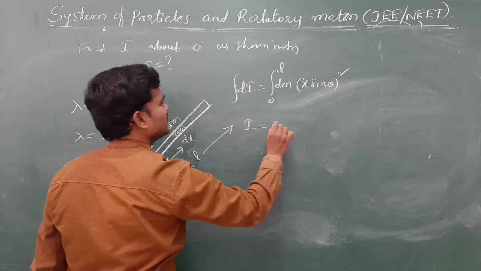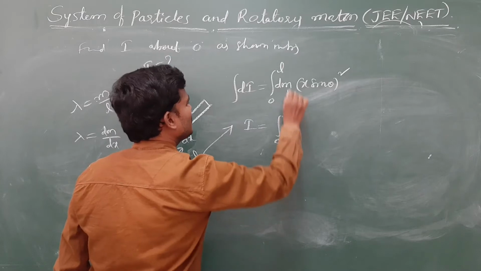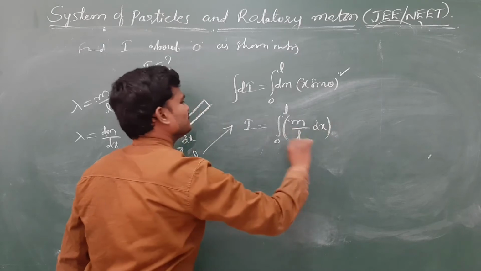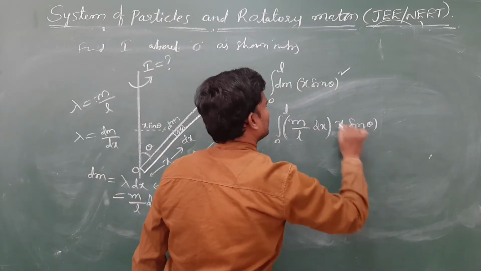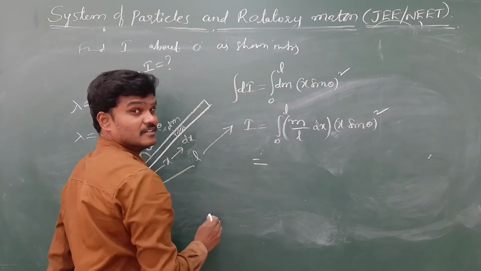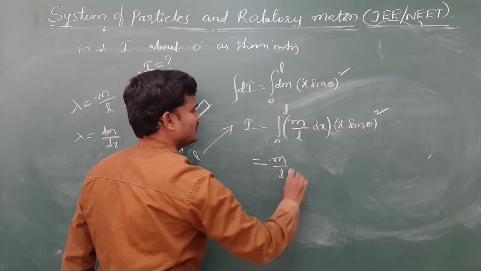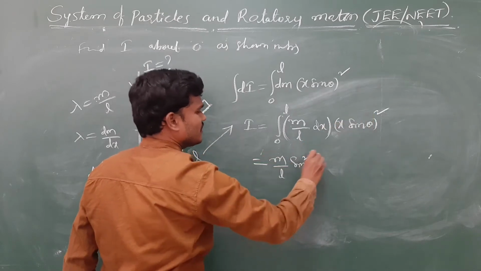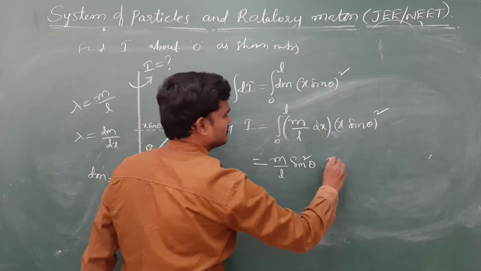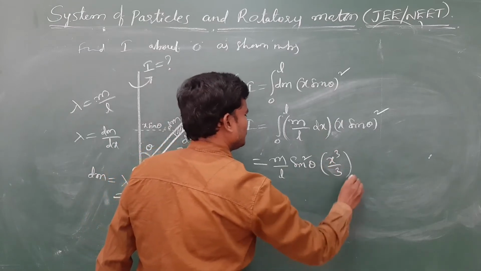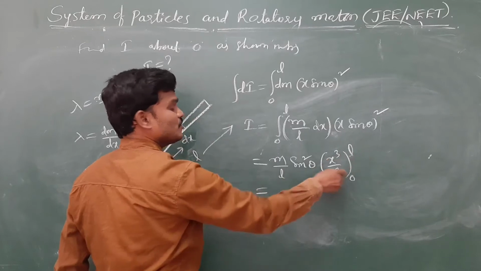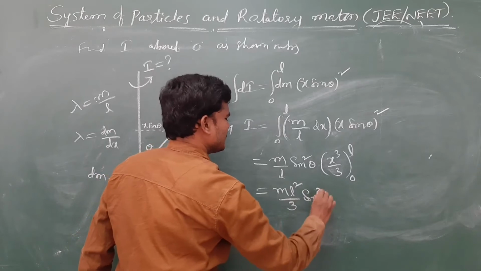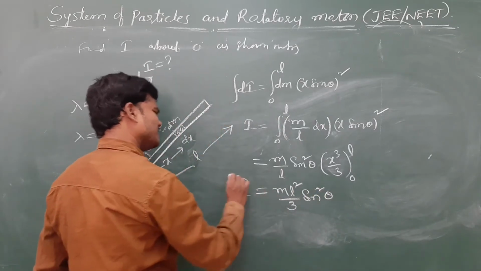This is I. Okay, so 0 to L, dm is m by L dx and x sin theta square. Sin theta is a constant, m by L, sin square will come out, x square dx means x cube by 3, 0 to L. So L cube by 3, one L gets cancelled, mL square by 3 sin square theta. Of course, we can expect this answer directly.